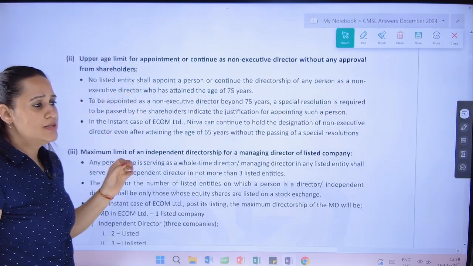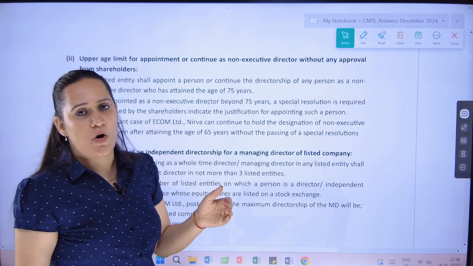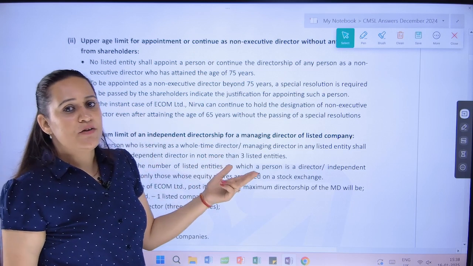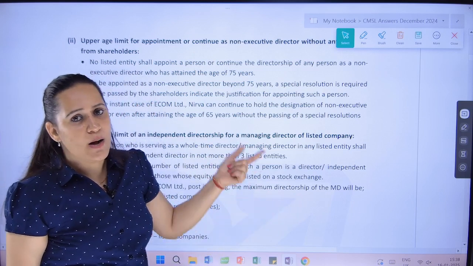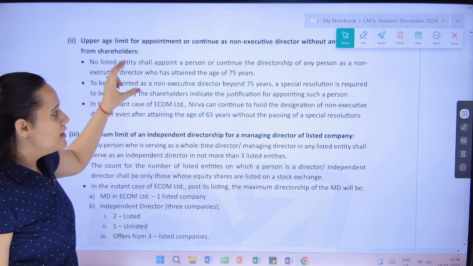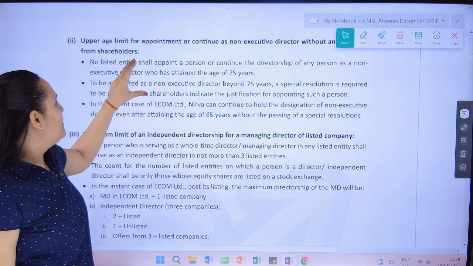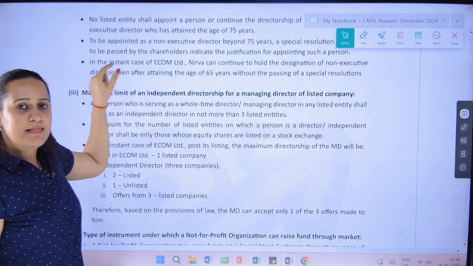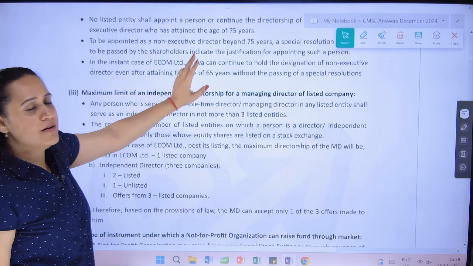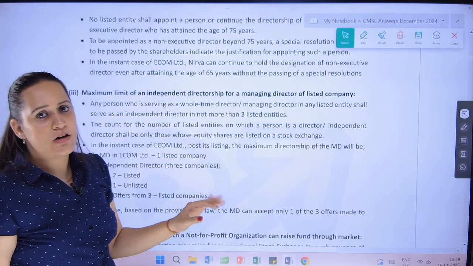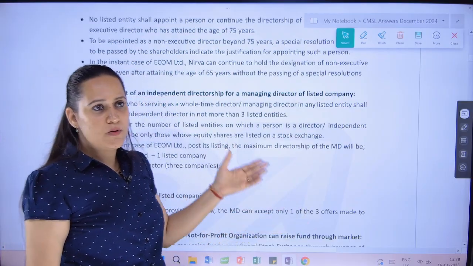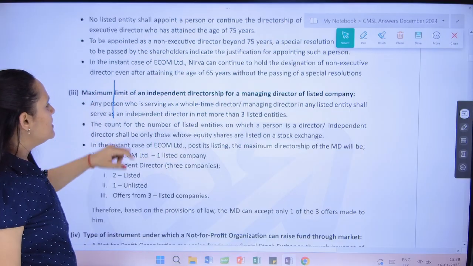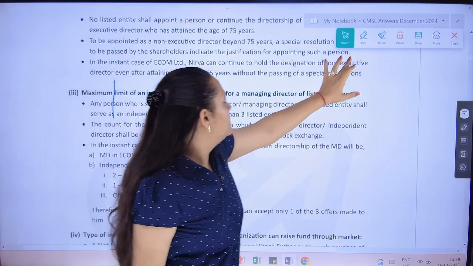Second sub-question was, what is the upper age limit for being appointed as a non-executive director? Age limit is 75. If after 75 you want to continue as non-executive director, approval of the shareholders is going to be required. So please mention the law, and then in the last give one statement that in the instant case, Nirvan can continue to be a non-executive director without the approval of shareholders because his age is just 65 and not 75.